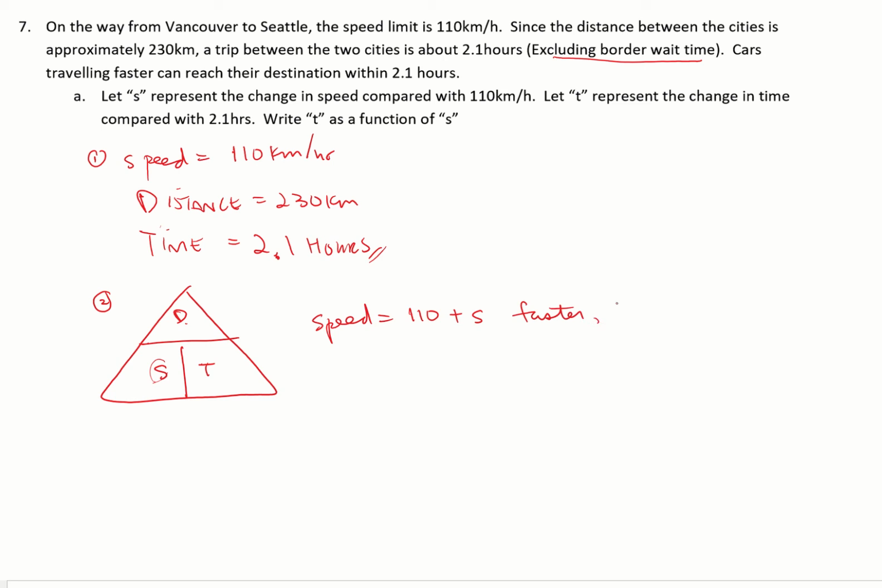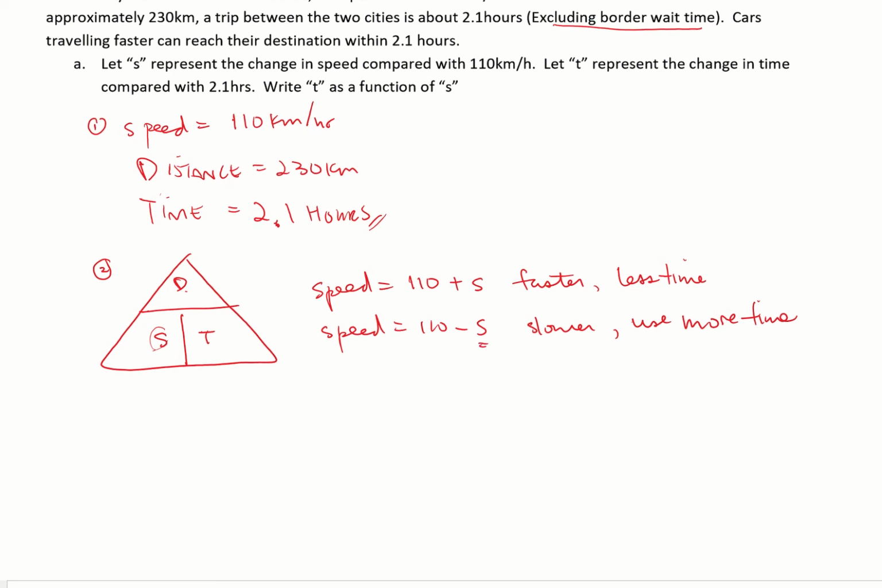So what happens then, you end up using less time, okay? And then if your speed is, let's say, 110 minus S, that means you end up going slower. So what that means is you end up using more time, okay? Or you can think of it as S is negative. Then you end up getting slower. So your speed is now changed to 110 plus S. So what's your time going to be now?